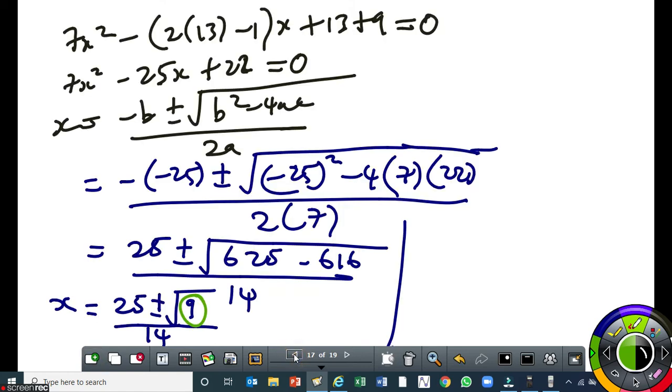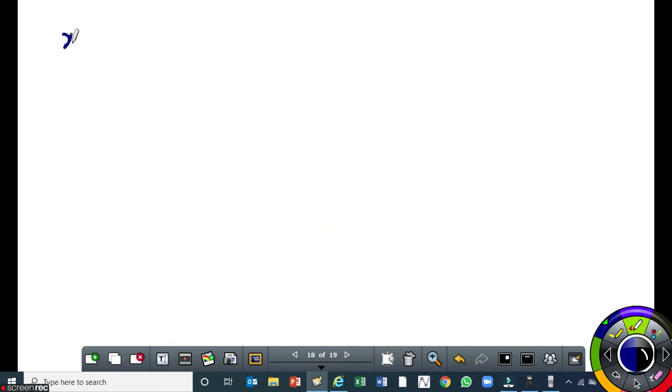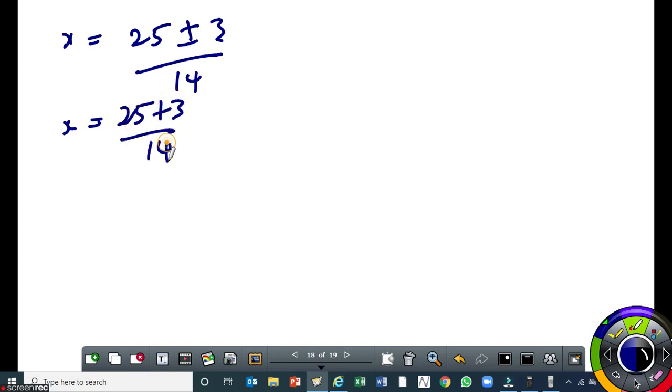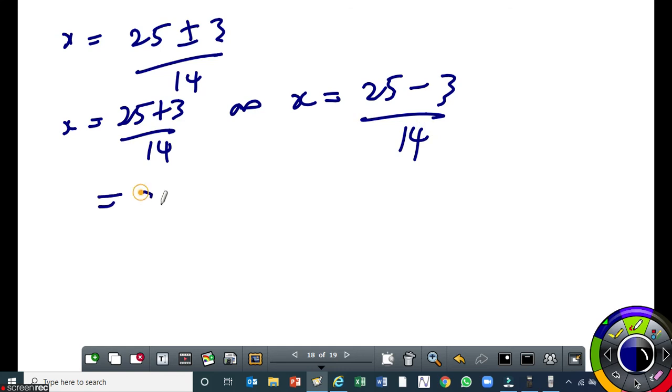How do I know the name of the perfect square? Okay, so this becomes x equal to 25 plus or minus 3 over 14. Now, check this out. Can I have your attention? We have got the 25 plus 3 over 14. This will give us 2. We have got that 2 already. Then 25 minus 3 over 14. So here we'll get x equal to 2.